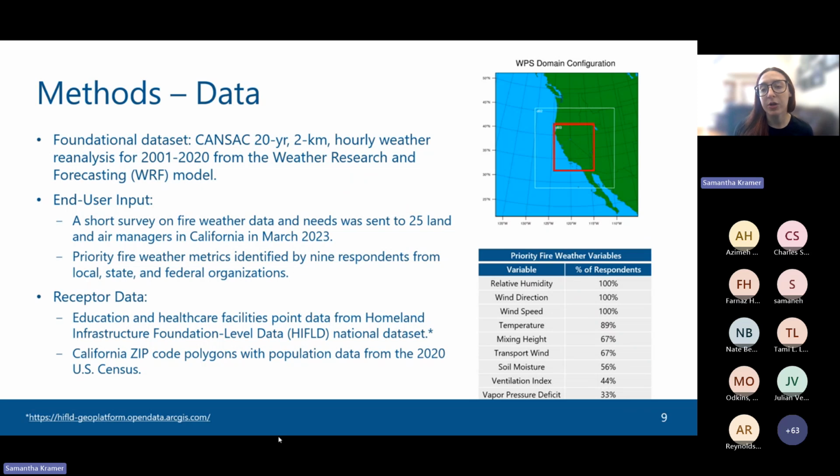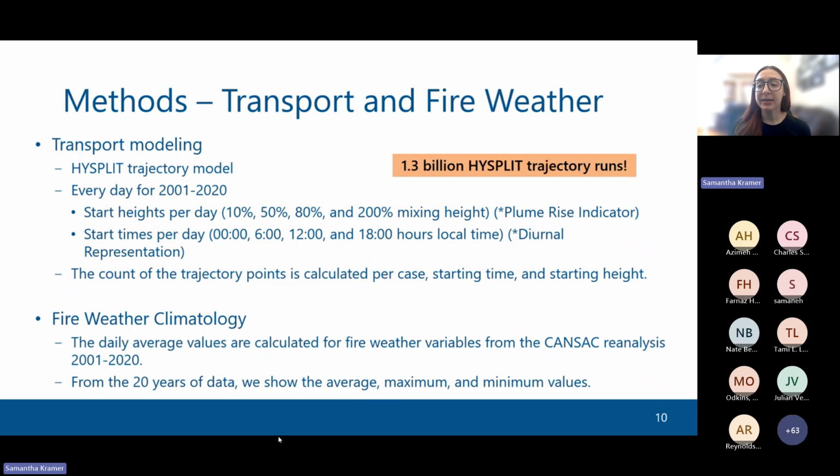So you're able to see that when you're looking at potential smoke impacts, as well as total population numbers from the 2020 census. And I just want to add, this is probably the most technical slide you will see, but do not panic, I promise. We'll make it easy. So what we've done here is we've used the CANSAC historical weather data to run the HYSPLIT trajectory model.